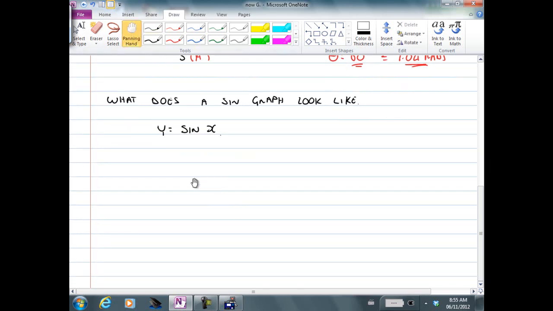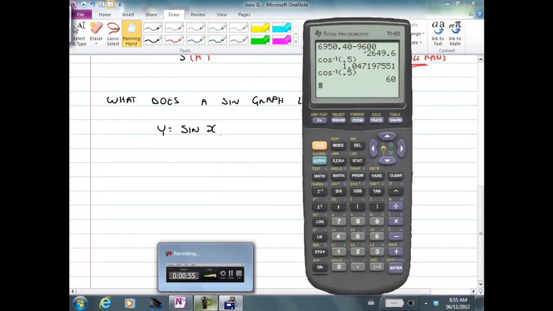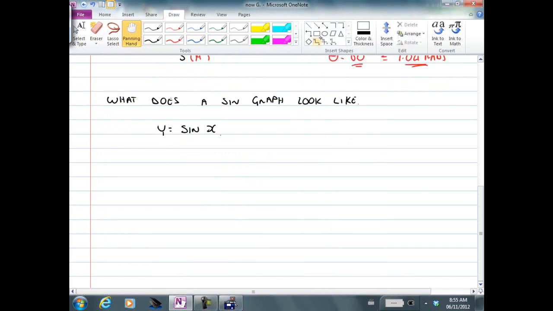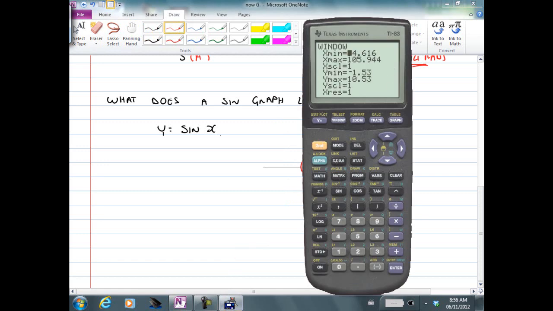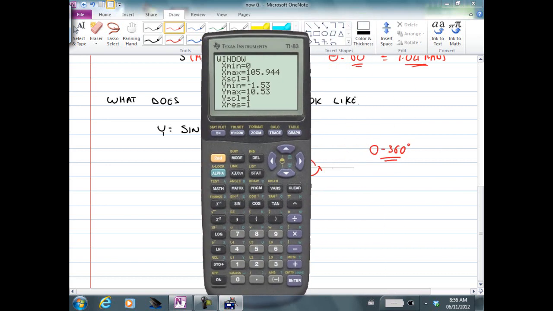I can ask you to create a table of values, plot the points, but that's going to be very time consuming. So let's grab your calculator right now. I'm going to show you some settings you're going to work with first. If I look at my quadrant, it always goes from 0 to 360, that's one full circle. So go to Window right now, set your X-min to 0. Set your X-max to 360.